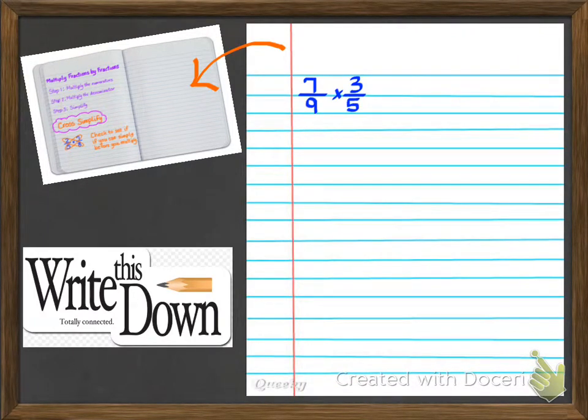All right, so let's put some examples to use. We're going to be writing on the right side of our composition notebooks. Our first example is 7/9 times 3/15. So what we're going to do here is we're going to try the cross-simplifying method.